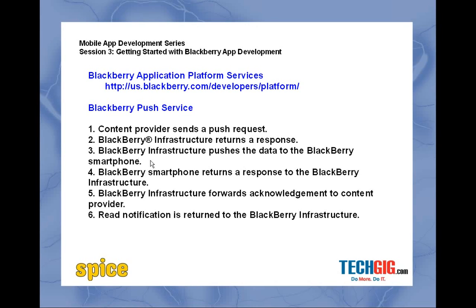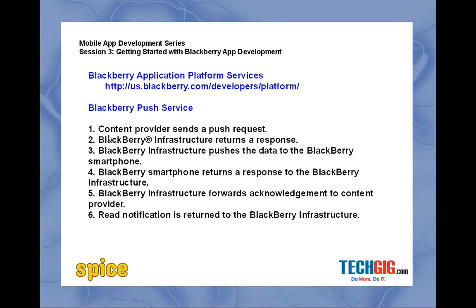These steps are how you break it down. The content provider sends a push request. The BlackBerry infrastructure returns a response. The BlackBerry infrastructure pushes the data to the BlackBerry smartphone. The BlackBerry smartphone returns a response to the BlackBerry infrastructure. The BlackBerry infrastructure forwards acknowledgement to the content provider. A read notification is returned to the BlackBerry infrastructure.